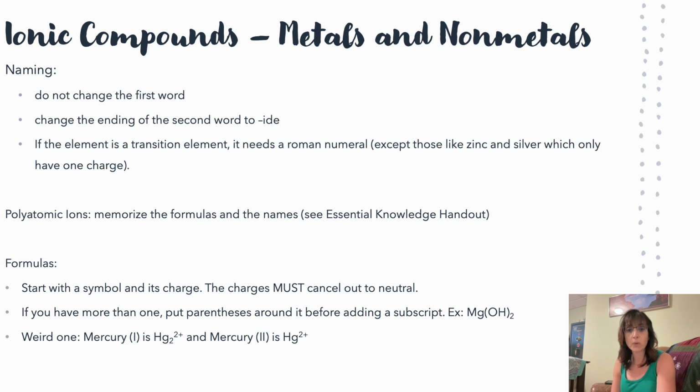That's it. Sodium chloride. If it is a transition element, you need to use a Roman numeral, and this is because most of those have varying charges. Now, we never use Roman numerals for zinc and silver because they only have one charge, and you need to memorize those. Polyatomic ions, you have an entire sheet on these, the Essential Knowledge handout. In polyatomic ions, the atoms are covalently bonded, but as a whole, they have a positive or a negative charge.